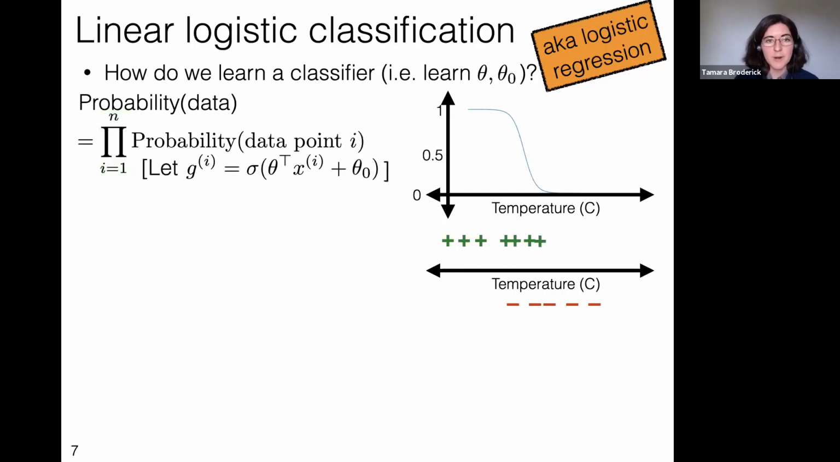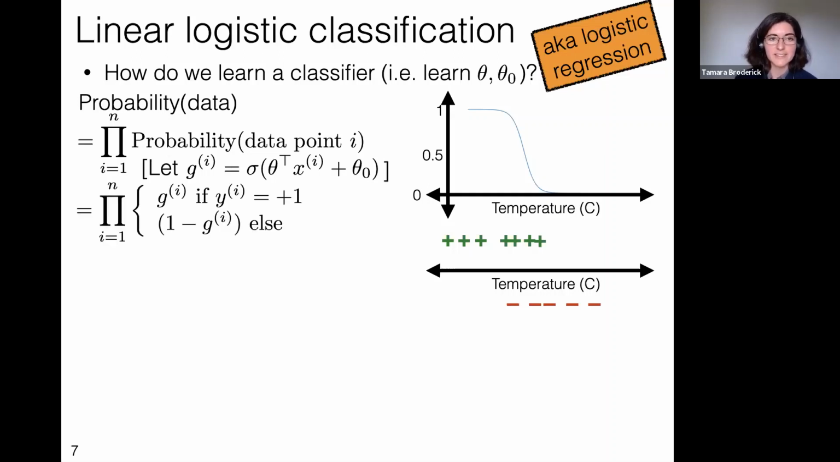Okay, well, what is the probability of a data point? We said that the probability of wearing a coat, of having a +1 label, is this g function applied at x. So let's call it g super i, exactly that function applied at x super i, at the ith data point. So this is the probability of the ith data point having a positive label, of me wearing a coat. Now, that's not quite the same thing as the probability of data point i, because some of them have negative labels.